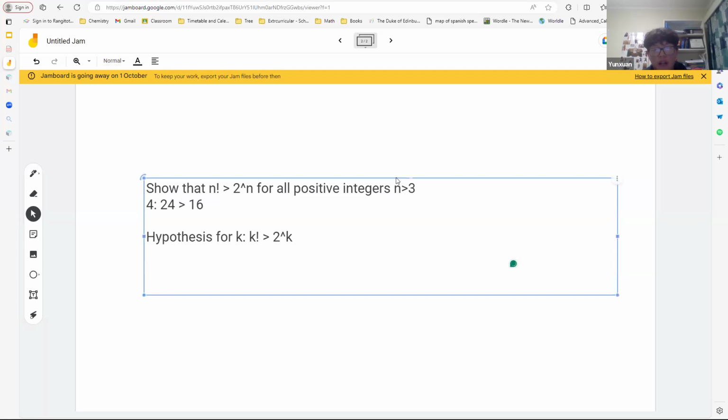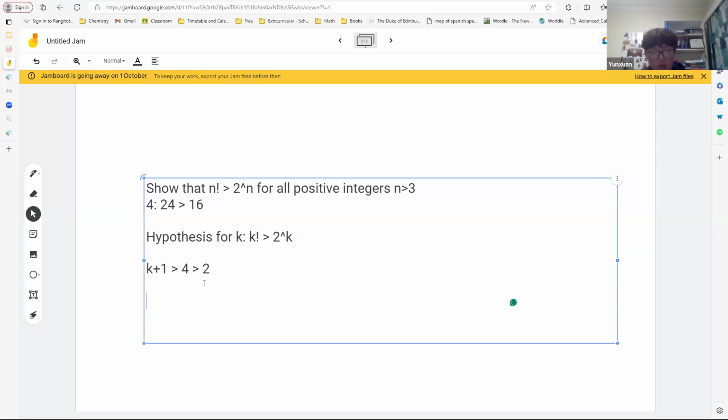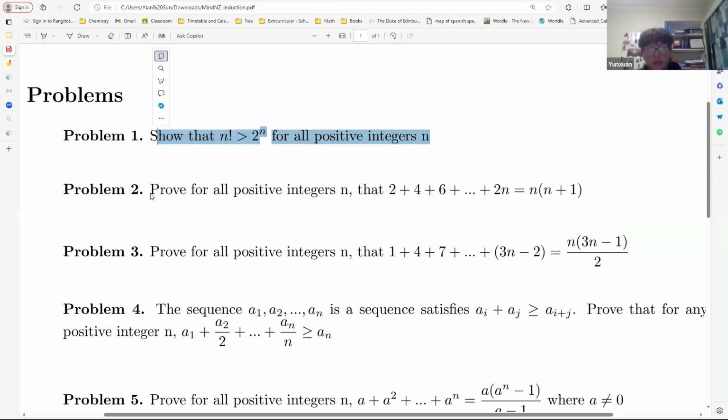And then because we know that k must be larger than 3, we can just multiply k plus 1 to both sides, which must be larger than 4, right? Which is obviously larger than 2. So we know that k plus 1 is larger than 2. If we multiply k plus 1 to both sides of this inequality, we will get k plus 1 factorial larger than 2 to the k plus 1. So it's basically just a one-step induction problem.